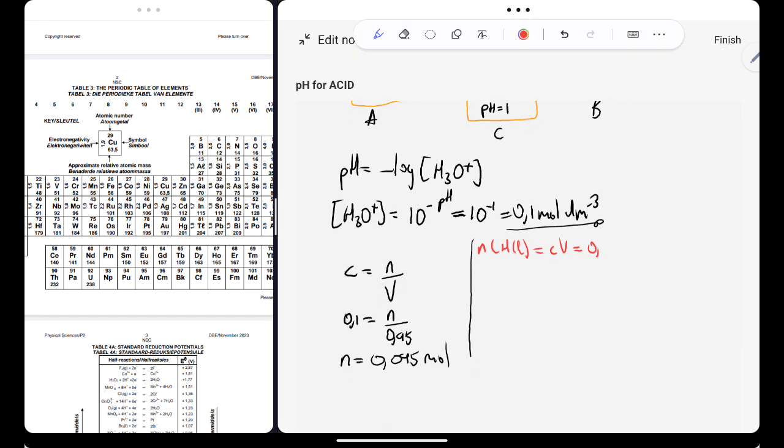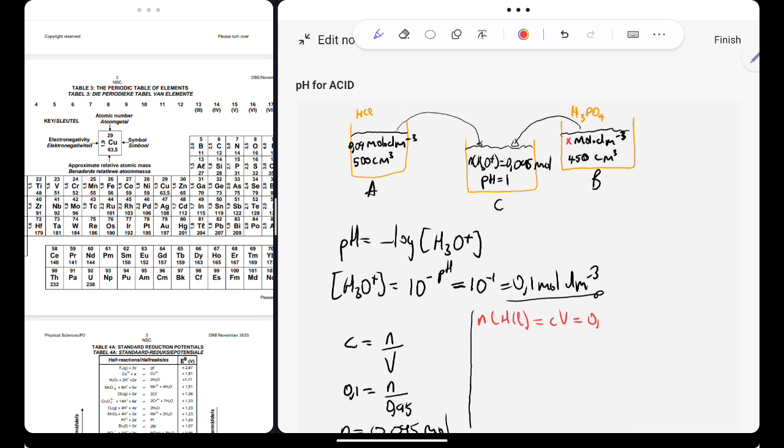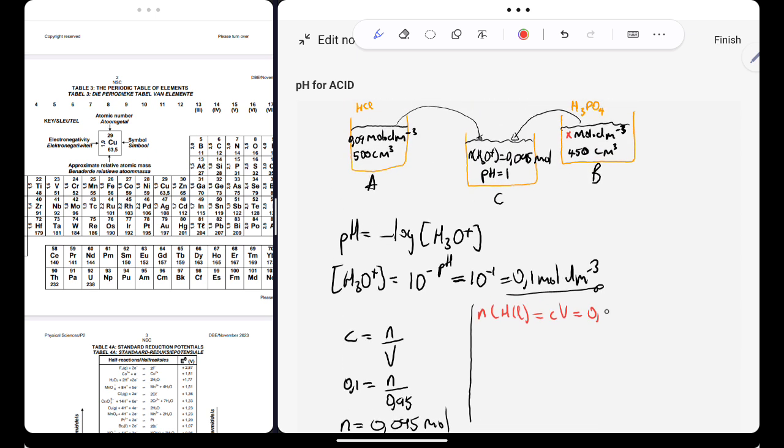The number of moles present in beaker A of the acid is 0.09, which is the concentration, multiplied by 0.5, which is the volume. 0.09 multiplied by 0.5, I'll simply get 0.045 moles. My acid, guys, remember that hydrochloric acid is monoprotic.